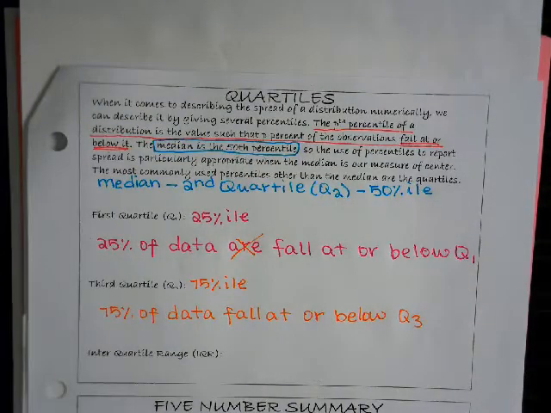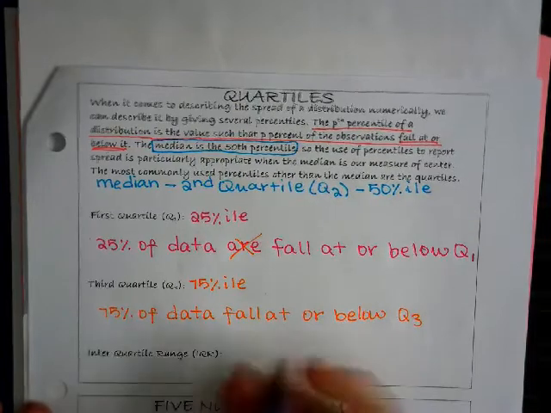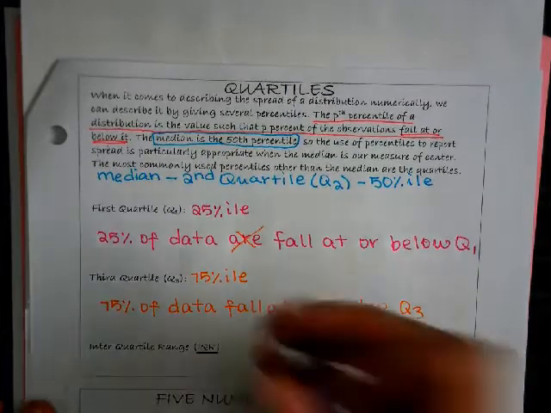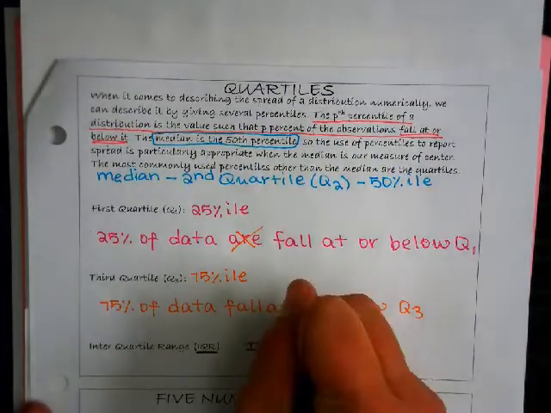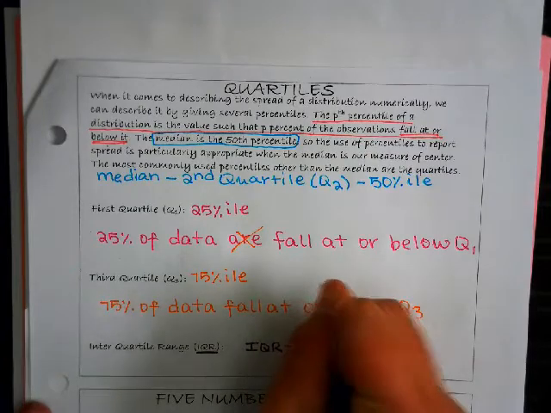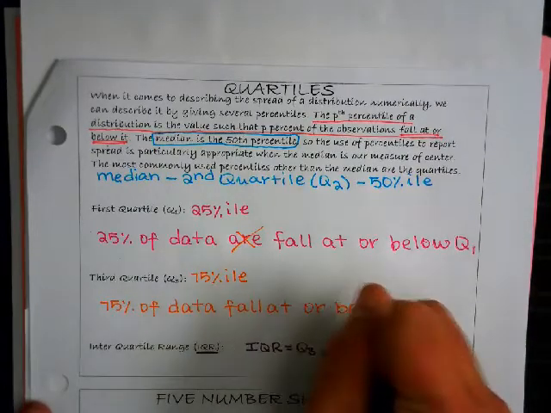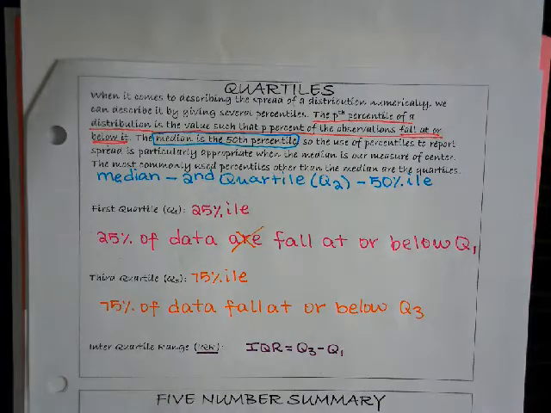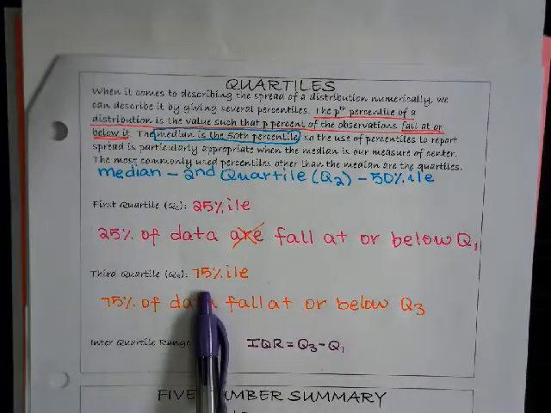All right, and then the other important part that we can use once we know quartiles is the interquartile range, IQR. The IQR is found by taking Q3 minus Q1. Q3 is the 75th percentile. Q1 is the 25th percentile. So in essence, the IQR tells us the middle 50% of our data.